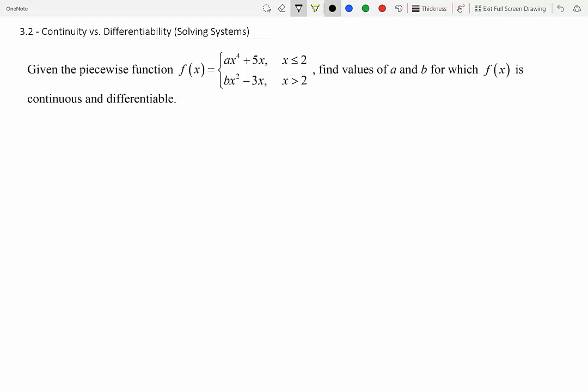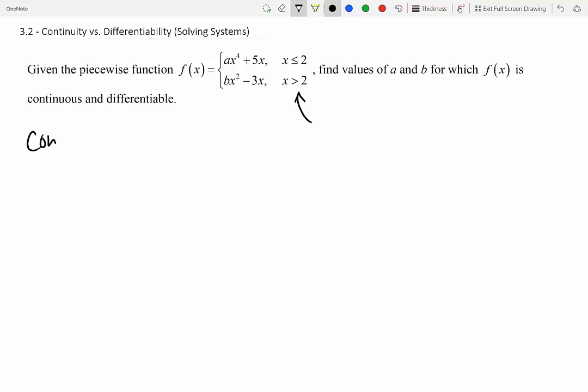All right, here's a problem where we're given a piecewise function, and we are asked to find the values for a and b in order to make f of x continuous and differentiable. Now, they don't mention at what x value, but we could take a look here and notice that at x equals 2, that is when one piece of the function ends and the other begins. So that's where we have to make sure we take a close look at this.